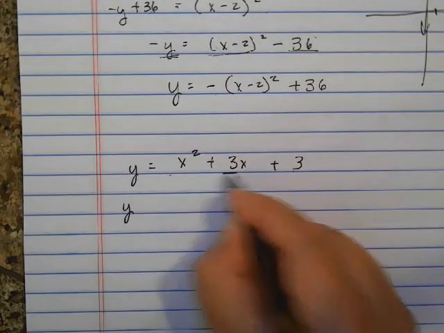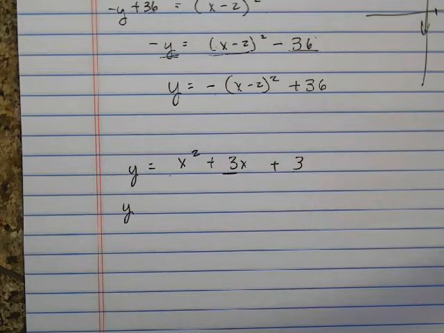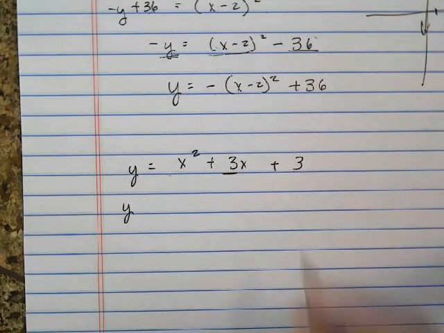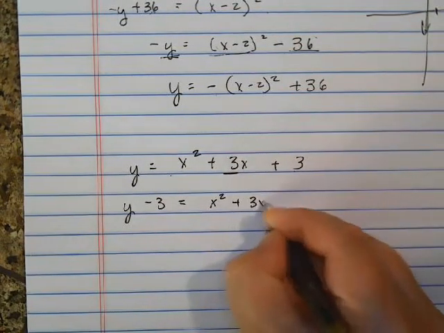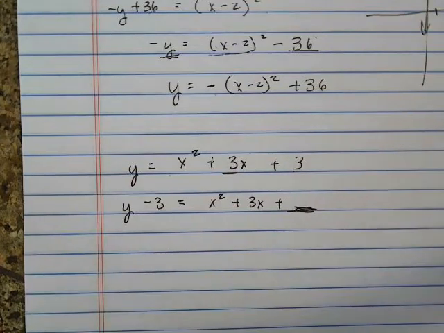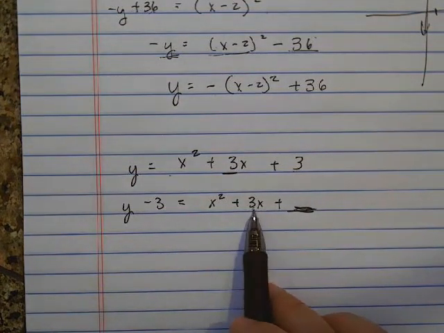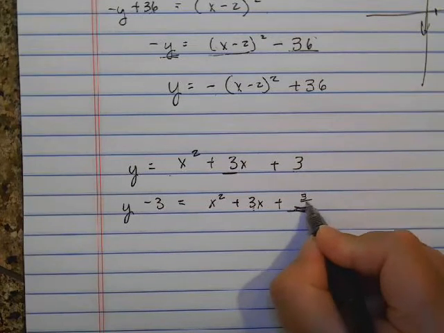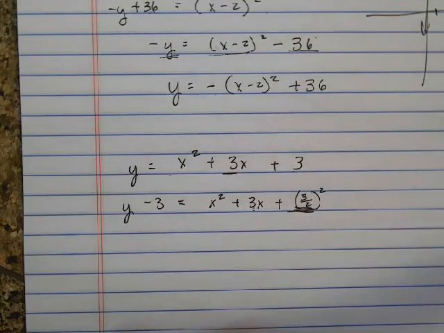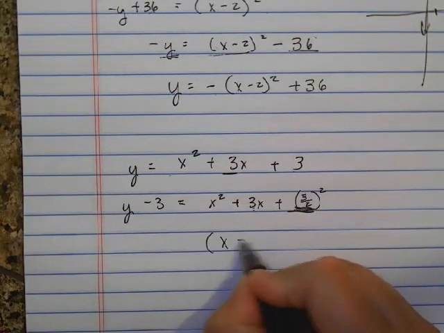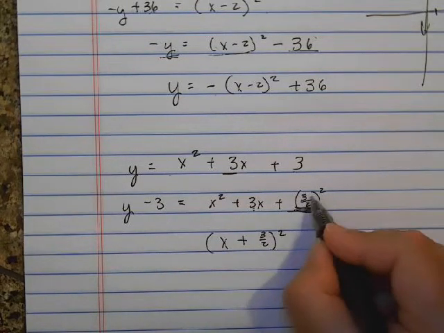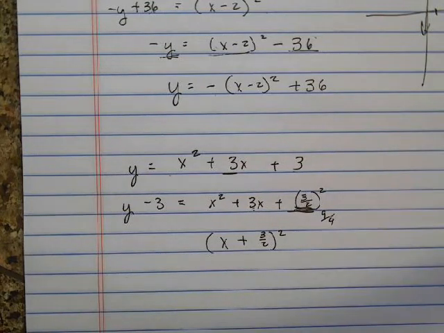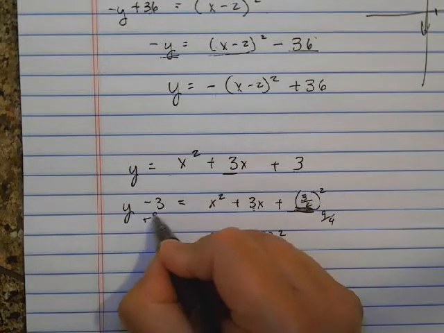So half of 3 is 1.5, and 1.5 squared is not 3. So I'm going to have to move the 3 over. So I'm going to have something right here. And that's going to be half of that number squared. I like fractions, so I'm going to leave it as 3/2 squared. So over here, I have x plus 3/2 squared. But what I've really added to this side is 9/4. So I need to add 9/4 to this side.